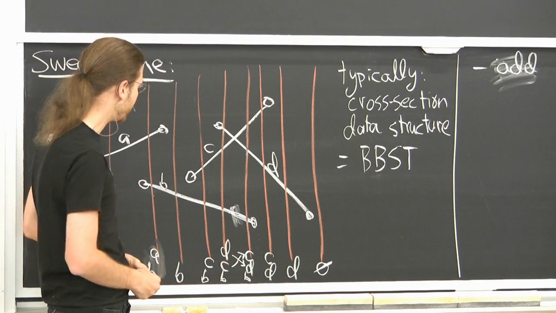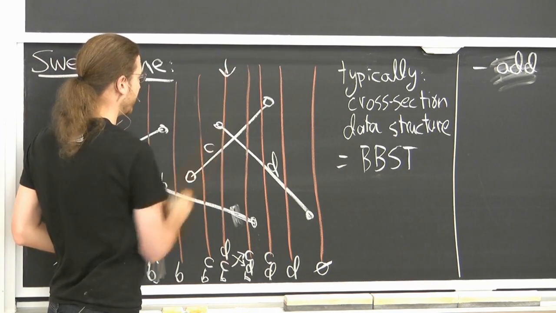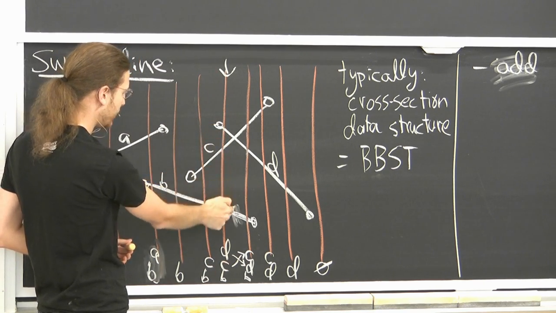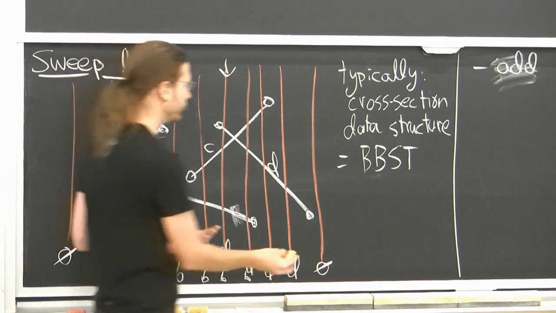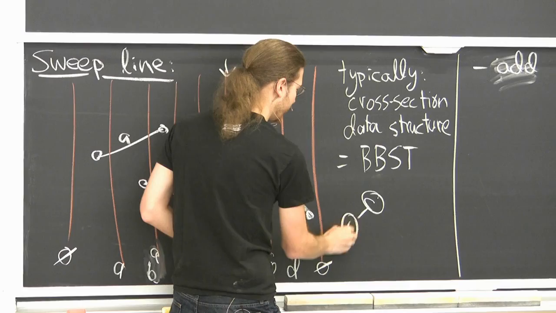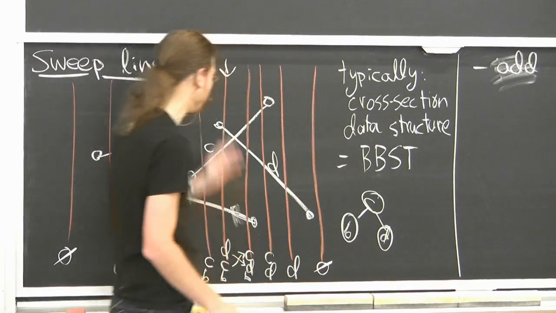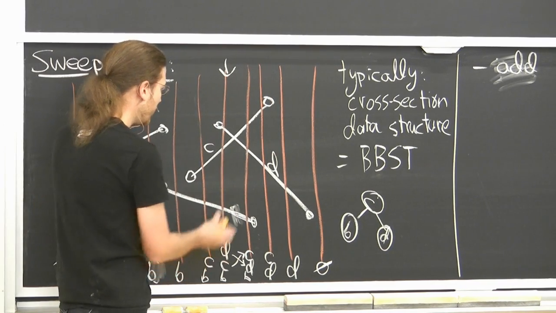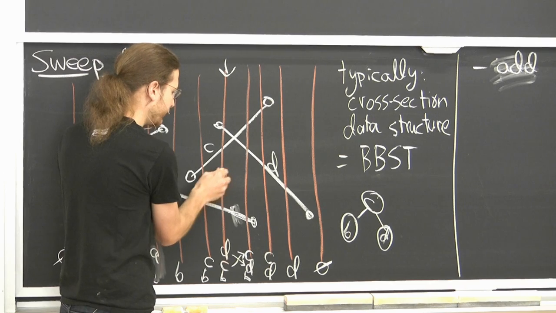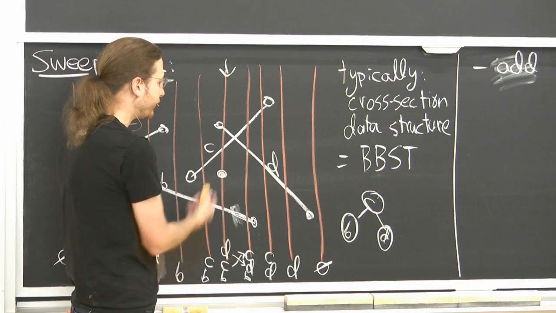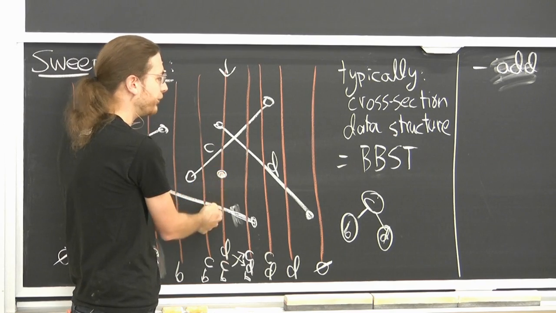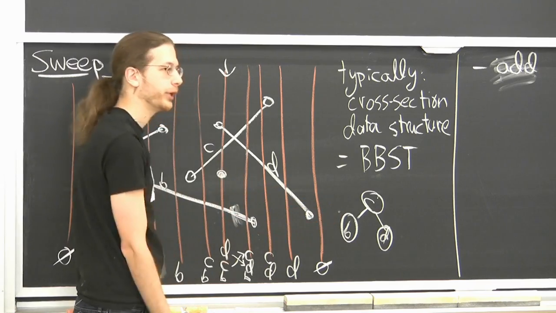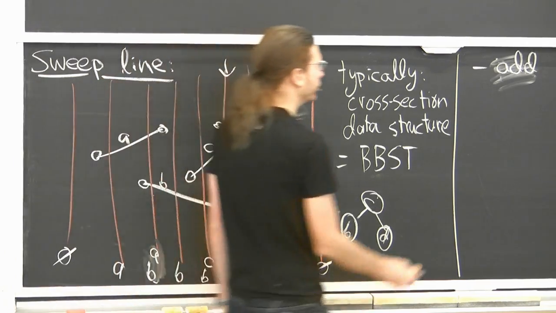Now the data structure, let's maybe look at this one because it's got three elements, very exciting. So you've got D, then C, then B. So you've got a little data structure. It looks something like this. It understands the order of the cross-section of those segments. And so, for example, if I was given a query point like this one, I could figure out what is the segment above me, what is the segment below me. That is a successor query and a predecessor query in that binary search tree.